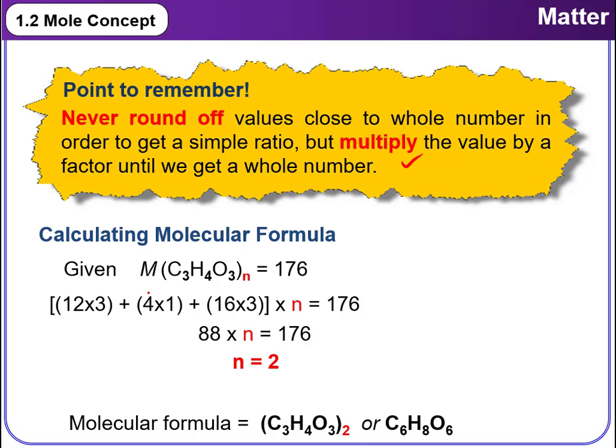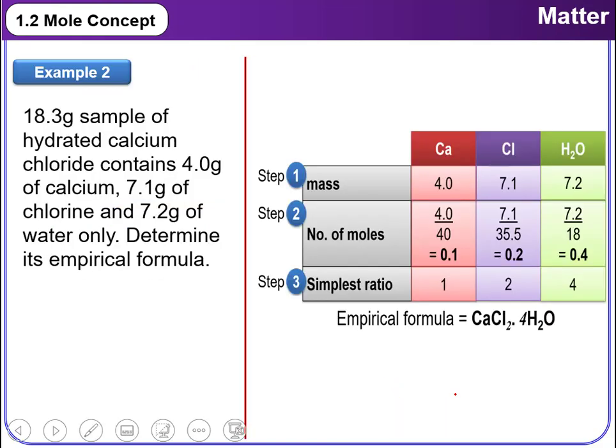So how can we calculate the molecular formula? Given in the question, the molar mass is 176. So what to do is to find the N, and insert it here. So your molecular formula is C6H8O6.